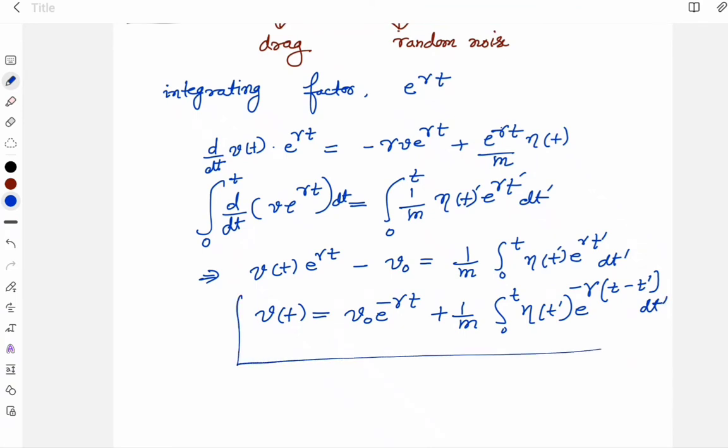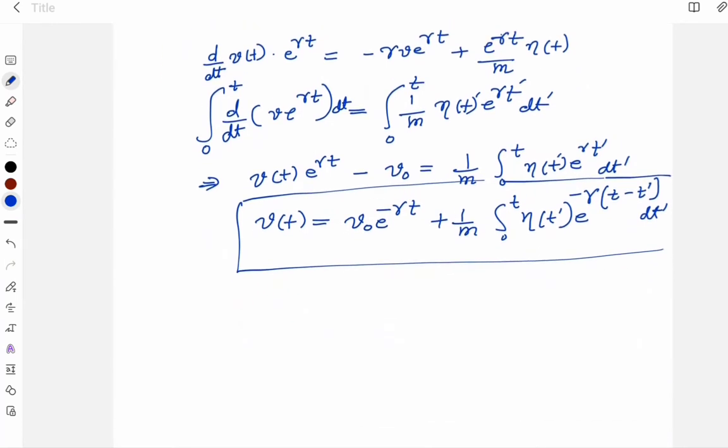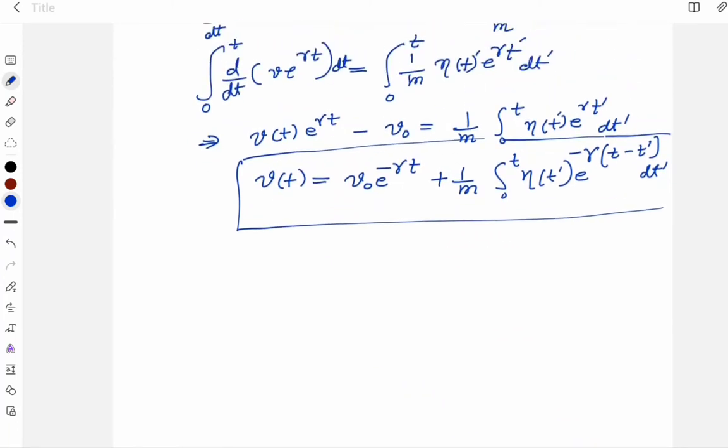So now this is the velocity of the Brownian particle at time t. Now let us do the averages. First, the average over all realizations of the noise. So V(t) bar will be v0 e to the power minus gamma t plus 1 over m, and this part will be simply 0 because the eta(t) average is 0.